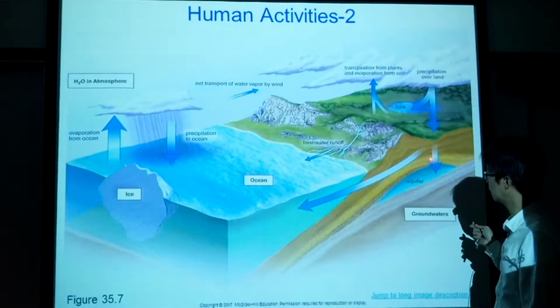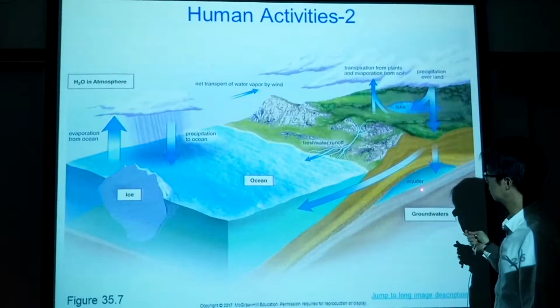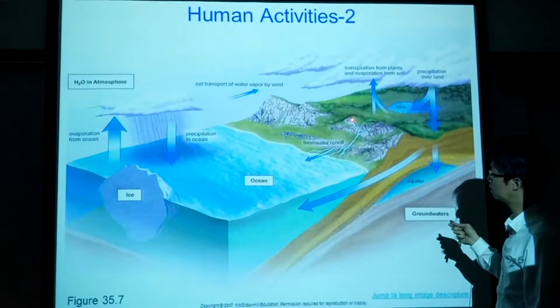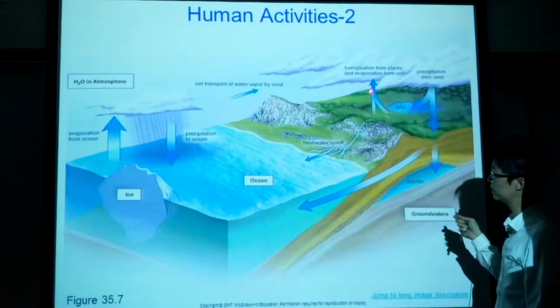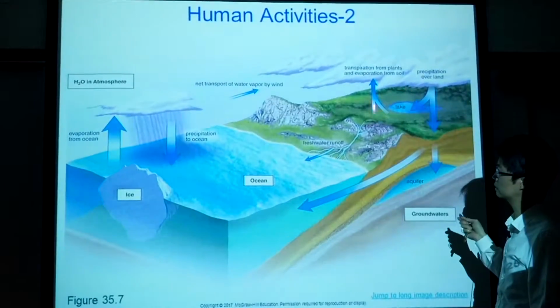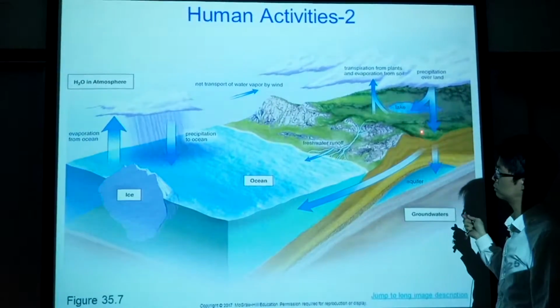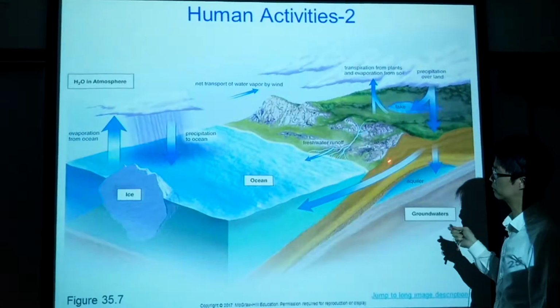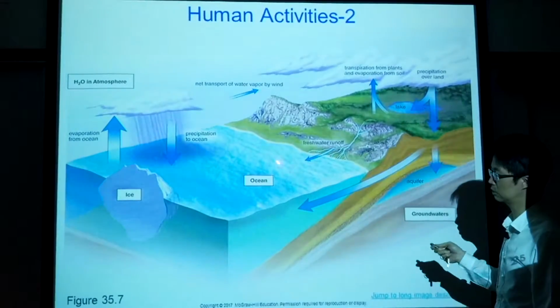the ground will form the aquifer, the underground water, and all this water on the land eventually will go back to the ocean because of the higher altitude of the land, the gravity will pull all the water from the land eventually back to the ocean.